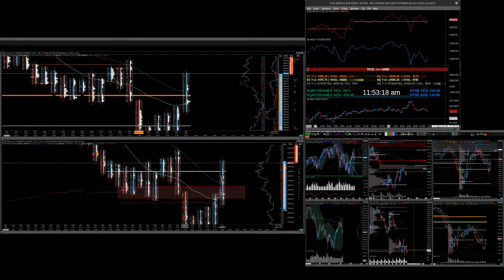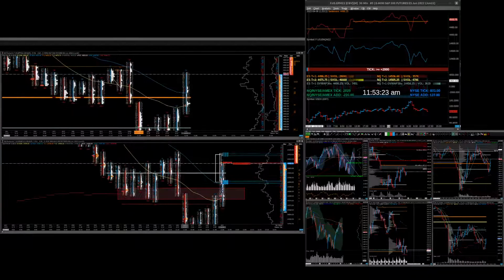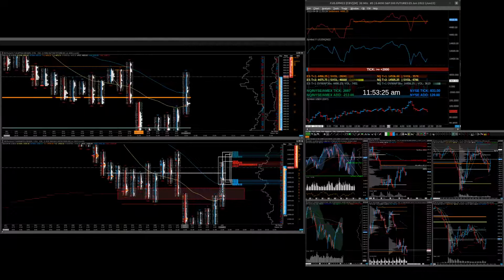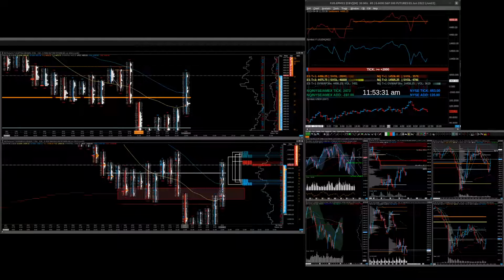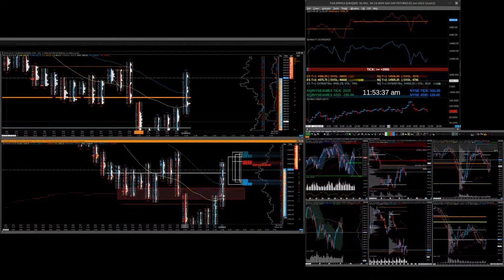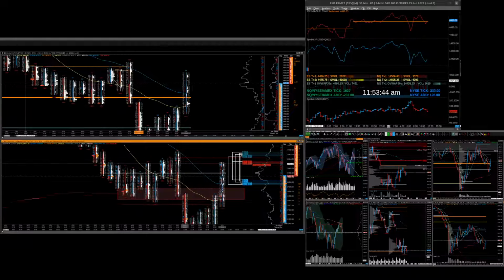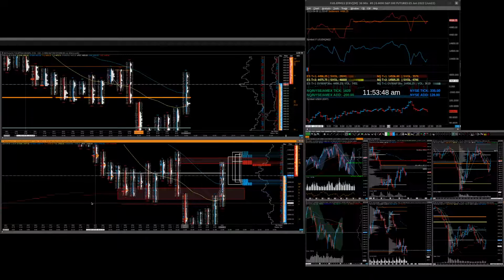Bing! Alright, now that's the entry. There you go. At least I think it's the entry. Right into this volume node here. Right there. See that? It's a little pullback.